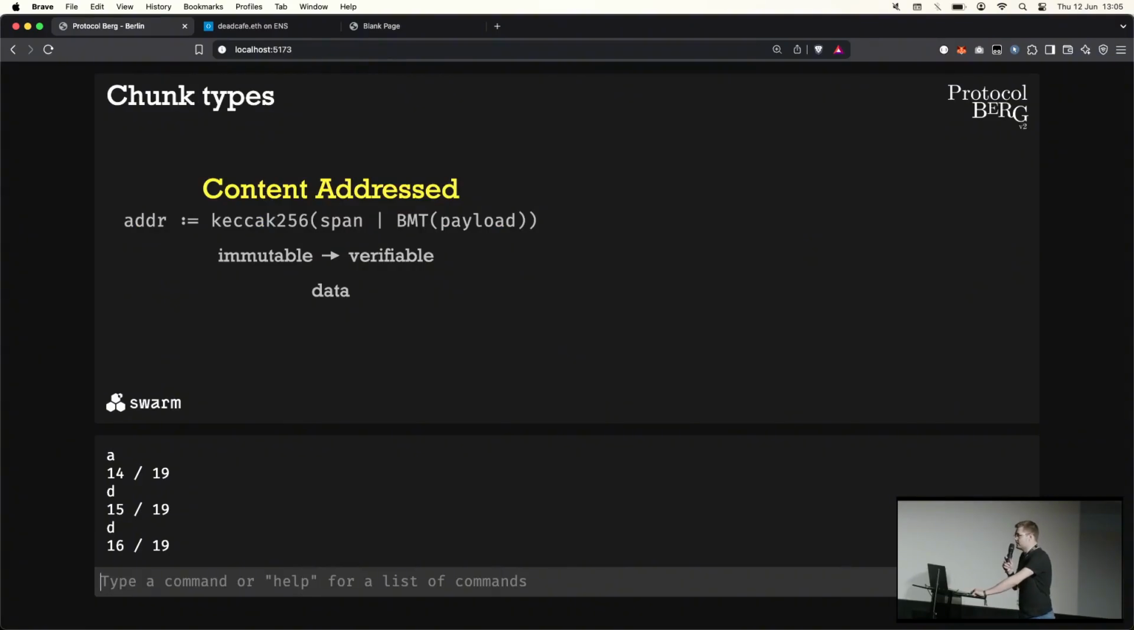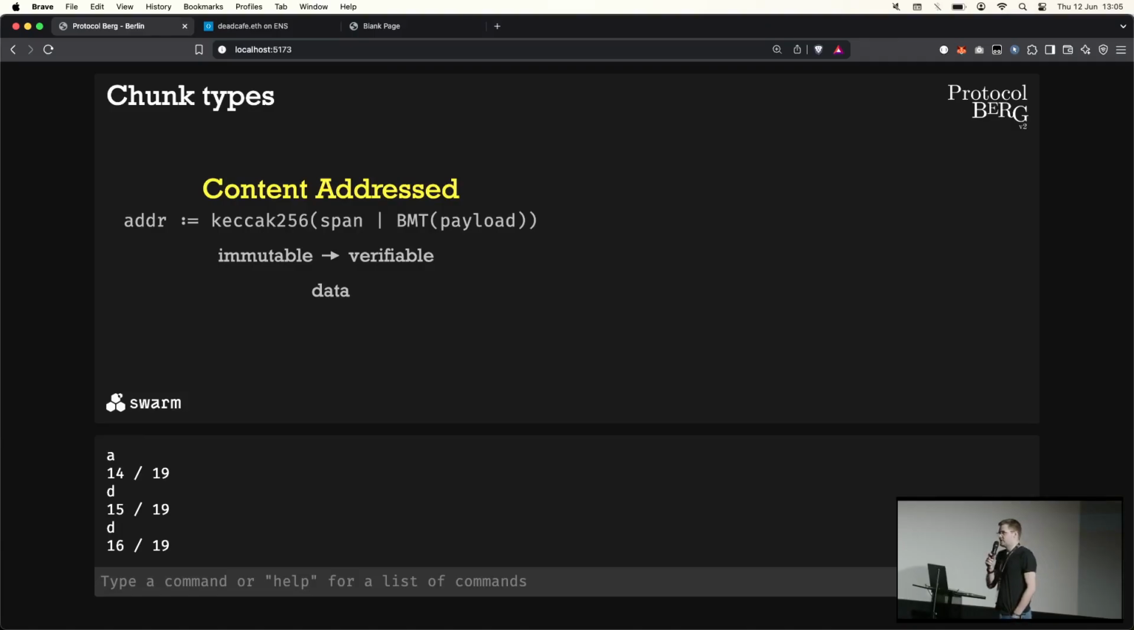Okay, there is one last piece to the generic information part, that is the chunk types. There are going to be 2 of them. The first chunk type is the content address. This is the simple one. Its address is derived from its payload. So if you change just 1 byte in the payload, you are going to get a completely different address. That means they are immutable.